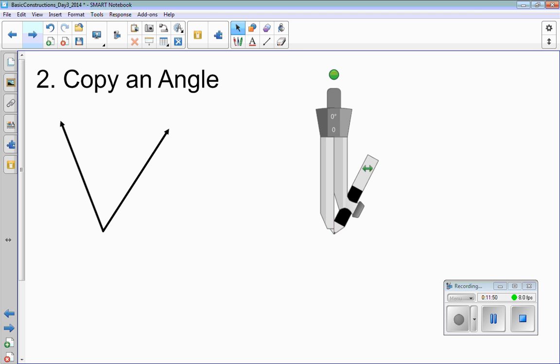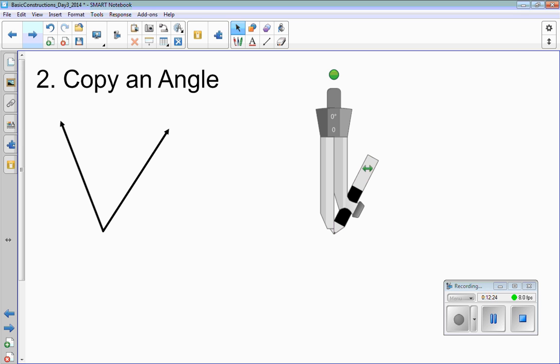And you don't want to use the lines of your paper right now. Just make any kind of angle. I happen to choose an acute one to start with. I thought it made it a little bit easier. And this is what you want to start with, okay? Copy an angle. And we have our compass.